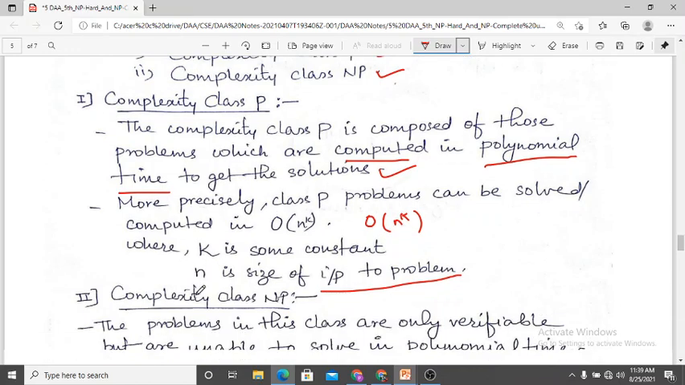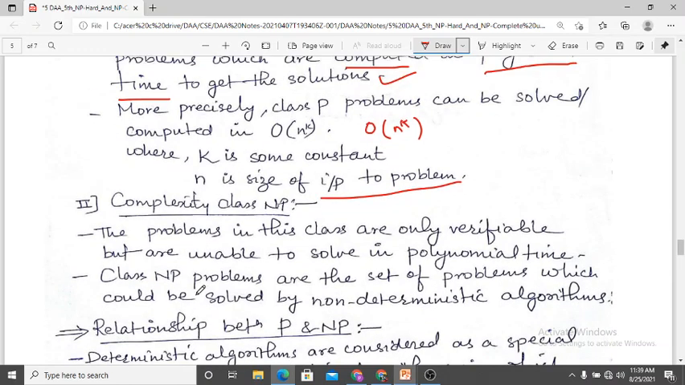Now the second one, complexity class NP. The problems in this class are only verifiable but are unable to be solved in polynomial time. Whatever the problem is, it can be verified but we are unable to solve the problem in polynomial time.